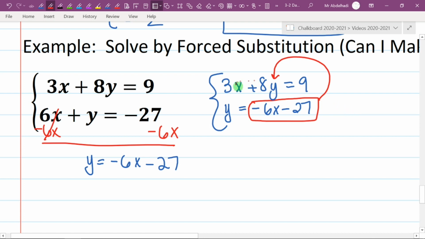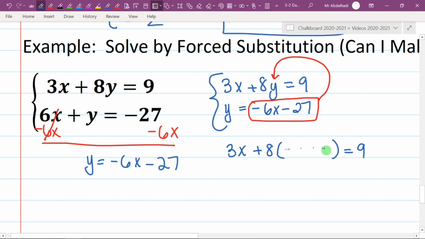Here we go. 3x plus 8, and here's where the y used to be, right? Okay, so I just copied the top equation, but where the y used to be, I put an empty set of parentheses. Now, instead of saying the words empty set of parentheses, I'm going to use the expression blank. I'm just going to say 8 blank. So we have 3x plus 8 blank equals 9.